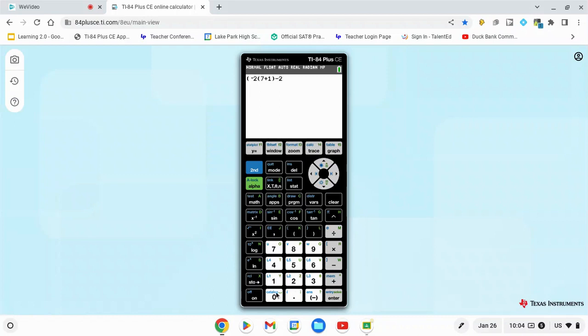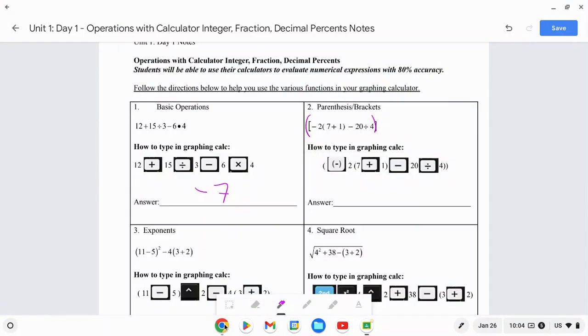minus 20 divided by 4, and then instead of a bracket, we're just going to close it with a parenthesis. Now, one thing to note is that in the graphing calculator, the negative sign is different than the minus sign. So if you mix up a negative and a minus sign, you may get the wrong answer. So just be careful when you are typing things in. Don't use the minus and the negative sign interchangeably because they are different. Okay, so when I go ahead and hit enter, I end up getting -21 as my answer. So I'm going to go back to my notes and write -21.